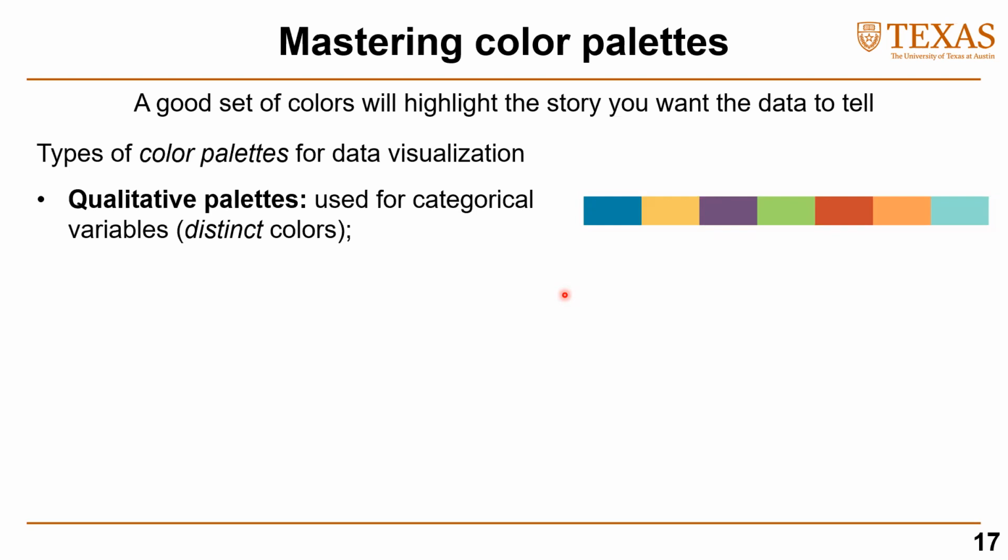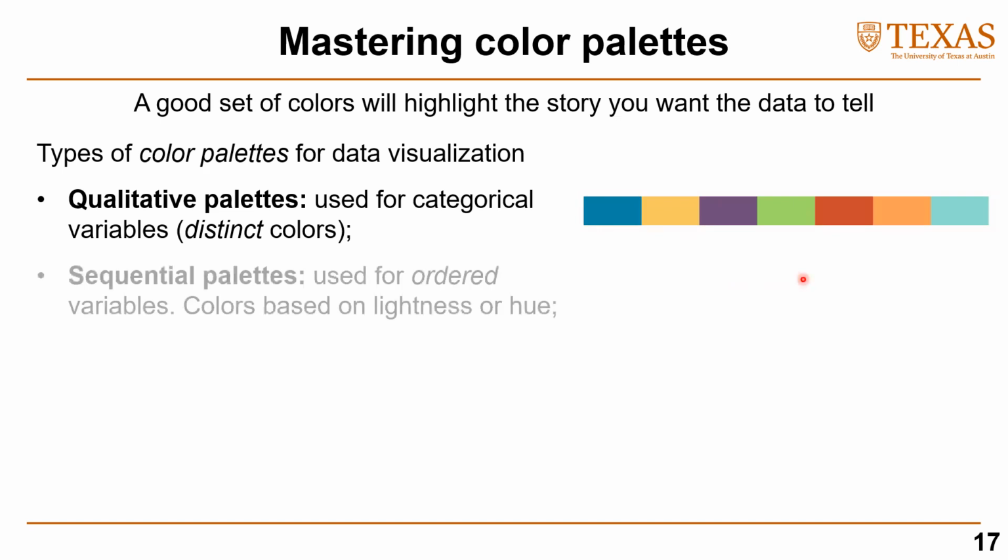So we have first qualitative palettes, right? Qualitative palettes have distinct colors. We use these palettes to show categorical variables. So for instance, if we have these colors here, these are different from each other. So we use them when examining something qualitatively.